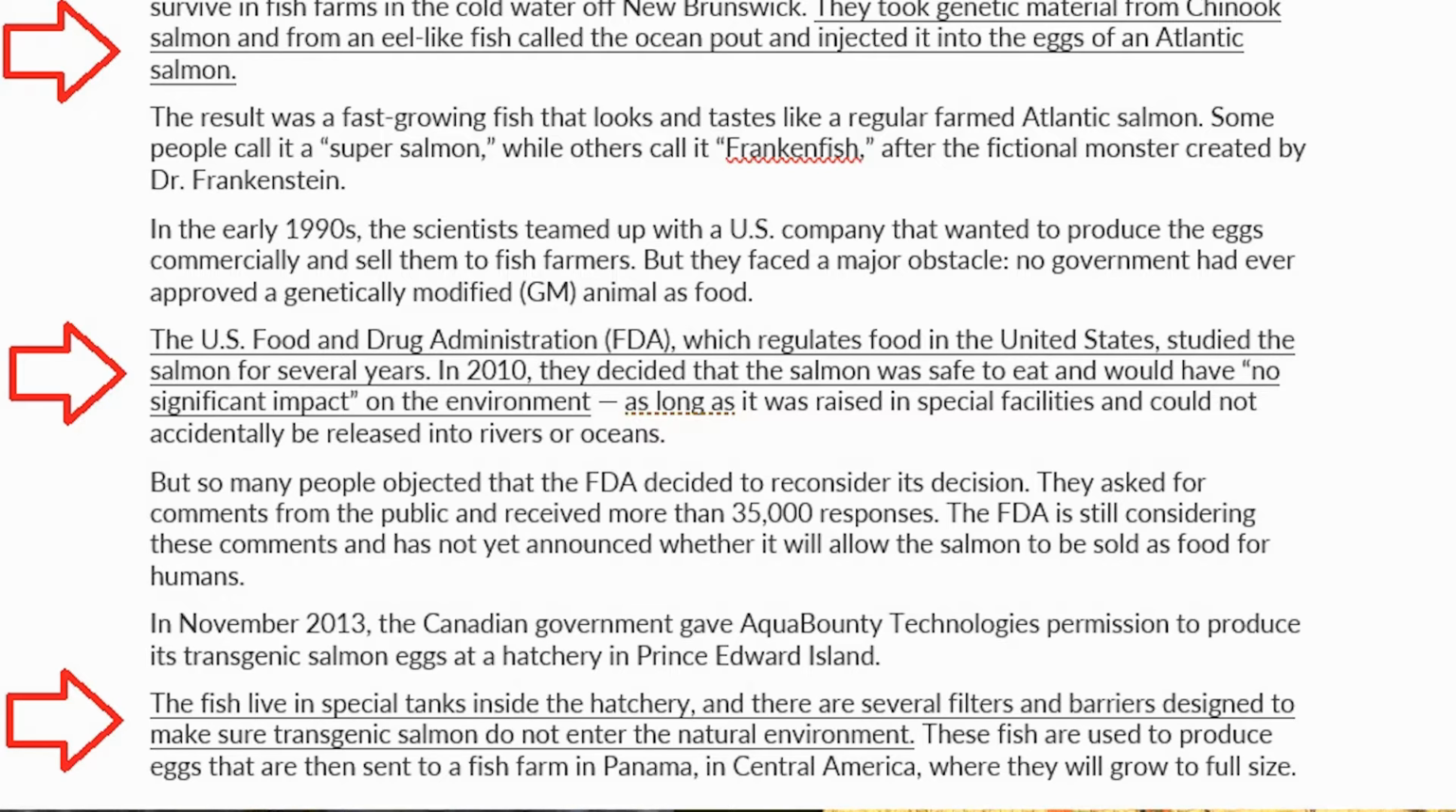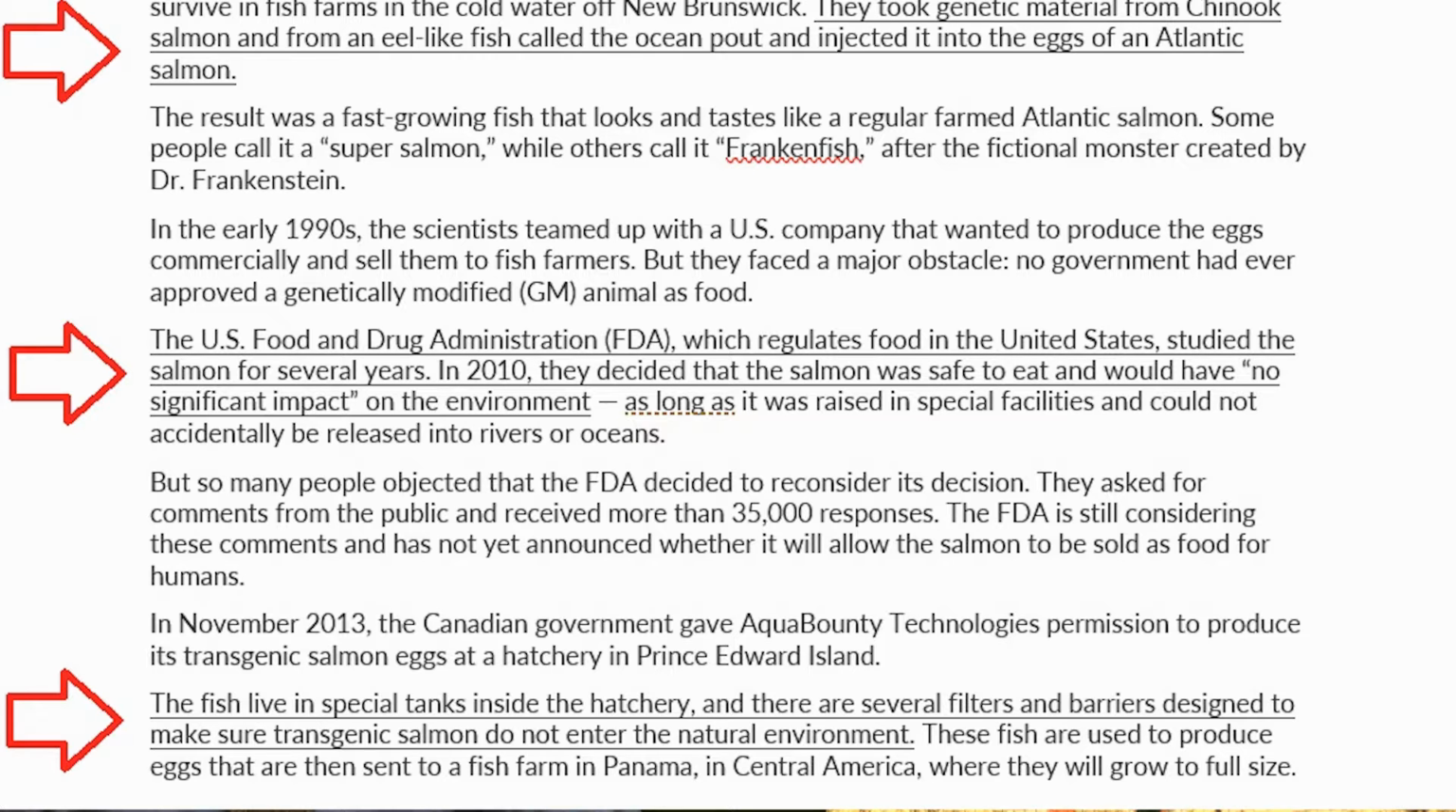In November 2013, the Canadian government gave Aqua Bounty Technologies permission to produce its transgenic salmon eggs at a hatchery in Prince Edward Island. The fish live in special tanks inside the hatchery, and there are several filters and barriers designed to make sure transgenic salmon do not enter the natural environment.